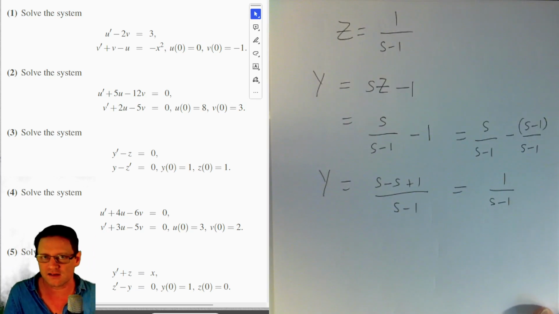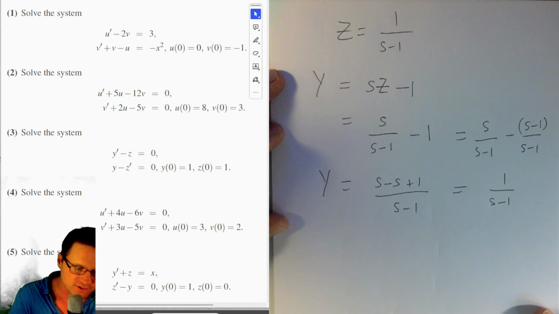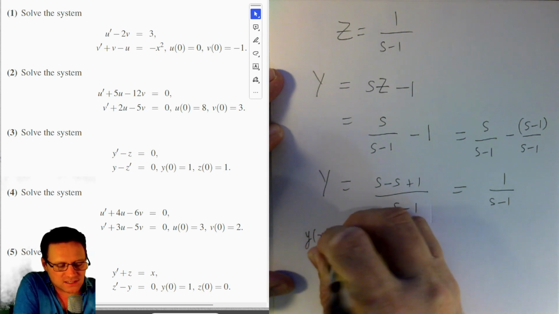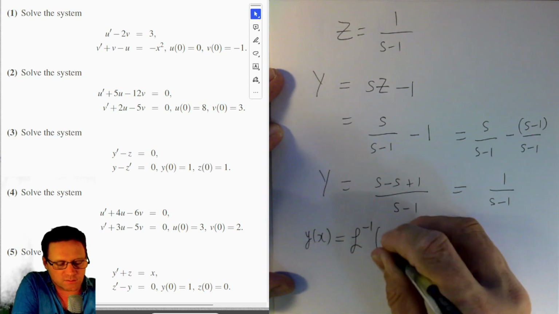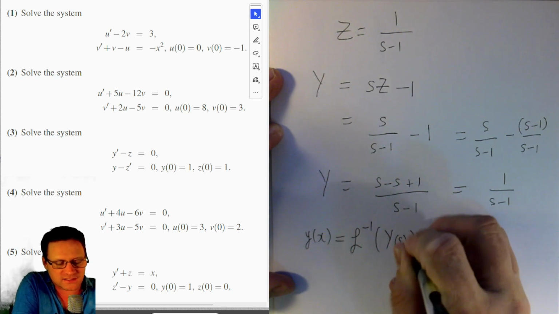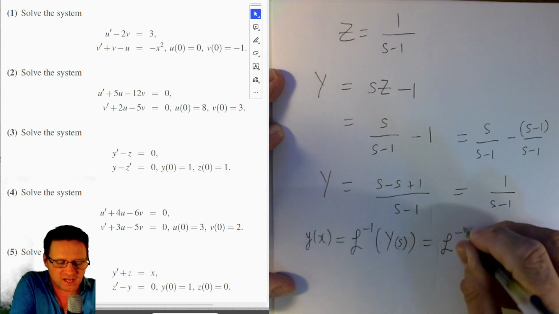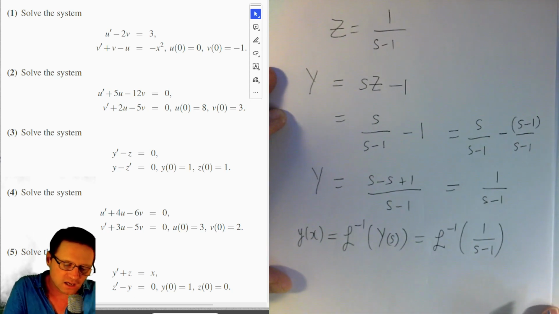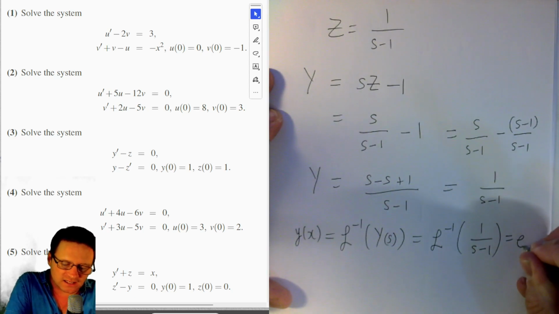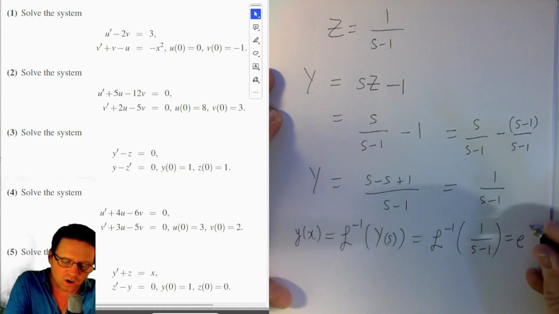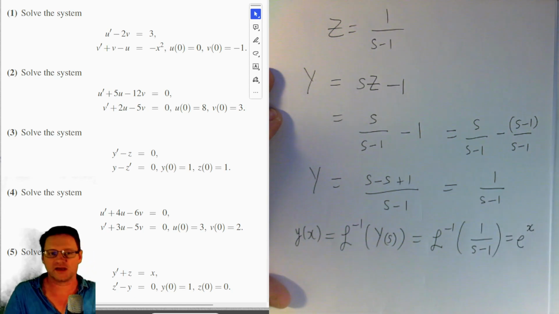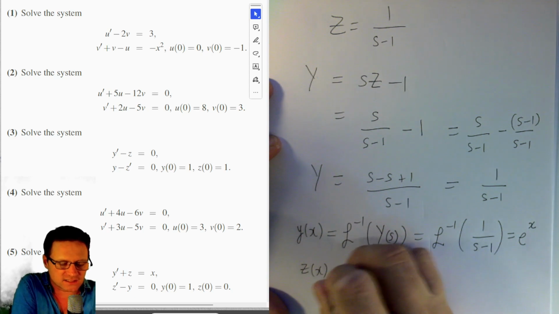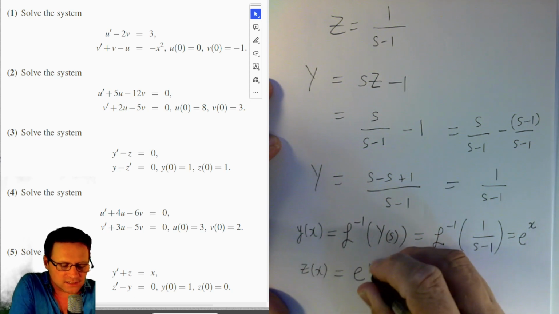So let's take the inverse Laplace transform of both of those equations. So lowercase y of x is the inverse Laplace transform of uppercase Y of s, which is the inverse Laplace transform of 1 over s minus 1. And so that is e to the power of plus 1x. So e to the power of x. Similarly, z of x is also e to the x.